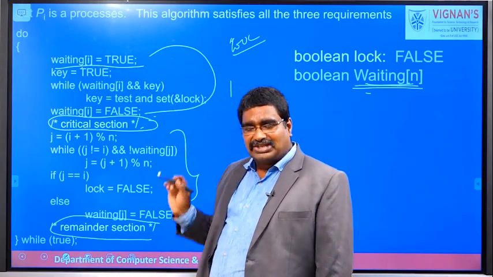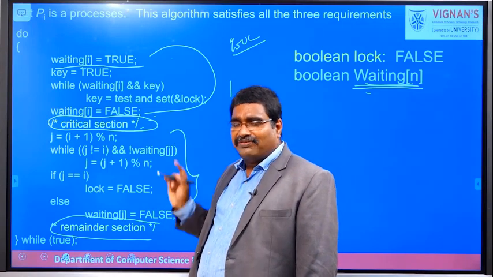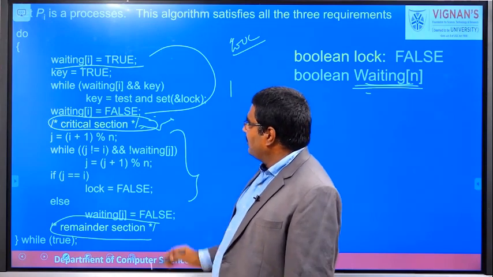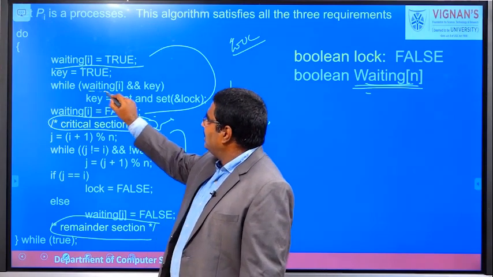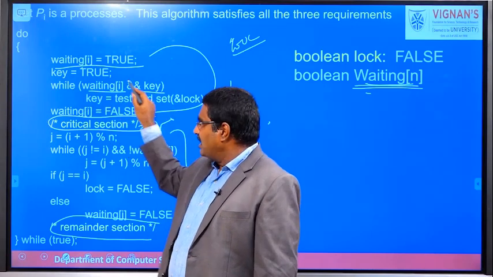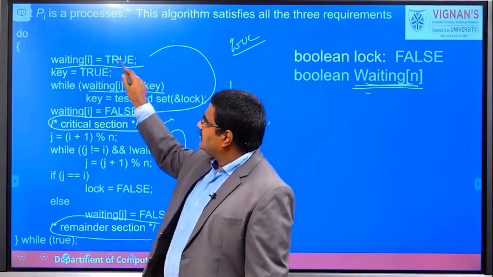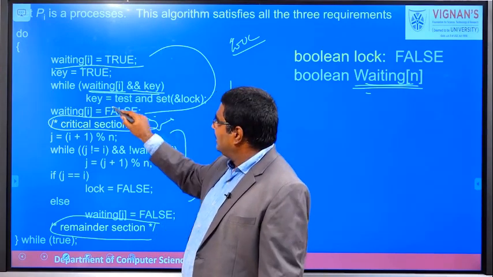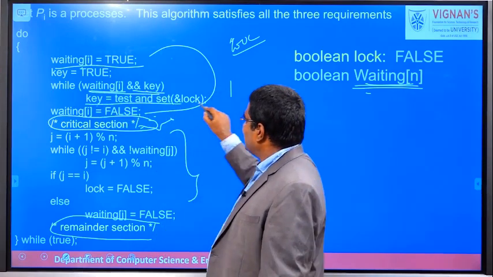And next, we already know that key is a Boolean variable, and we assign its initial value true. And we verify the condition: while waiting of i and key. Key is a Boolean variable whose value is true, and waiting of i is also true. So the first time, these two conditions are true, and for that reason it calls the test and set function.